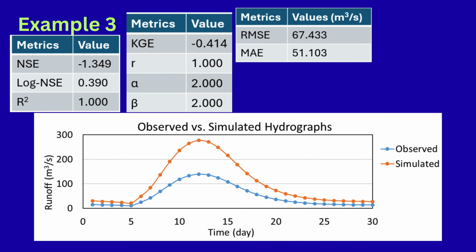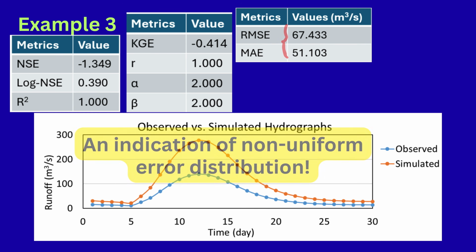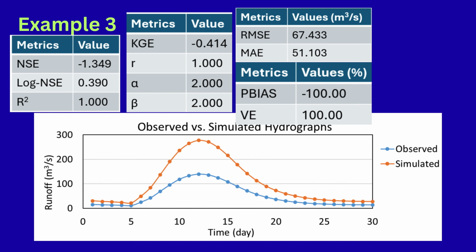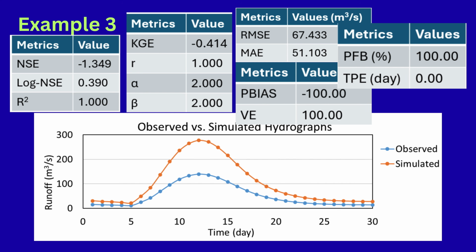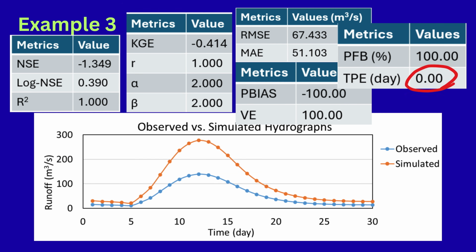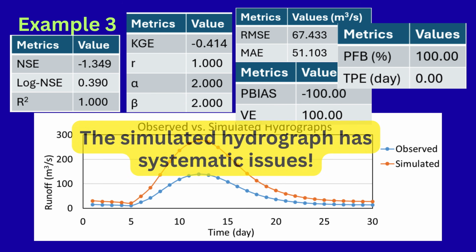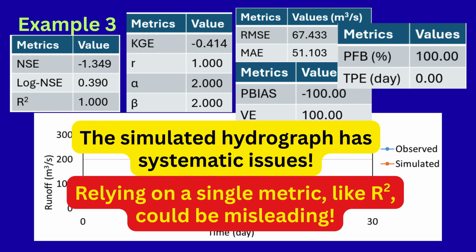If we look at the RMSE and MAE values, they are slightly different, an indication of a non-uniform distribution of errors over the hydrograph. And when we come to PBIAS and VE, we have 100% overestimation. And then when we go to the PFB, same, we get 100%, meaning that the simulated peak is double the size of the observed one. And of course, TPE will be 0 because the timing is perfect in this hydrograph. Overall, this hydrograph has a systematic issue, and relying on a single parameter like R square could be deceiving.